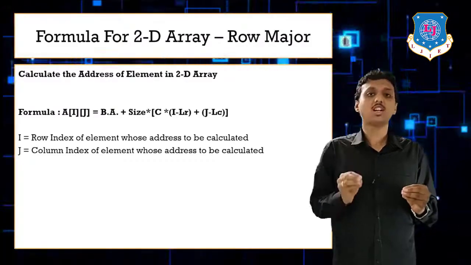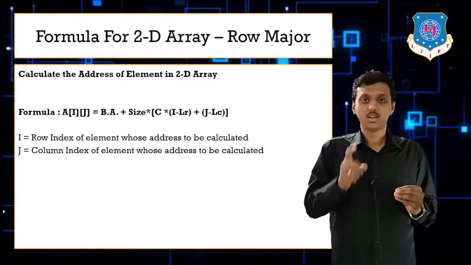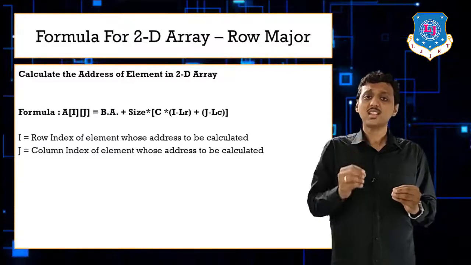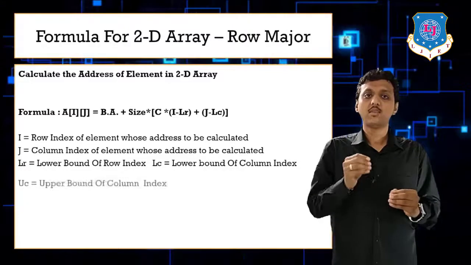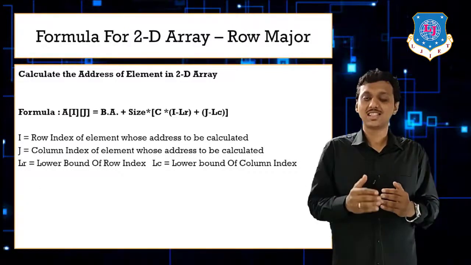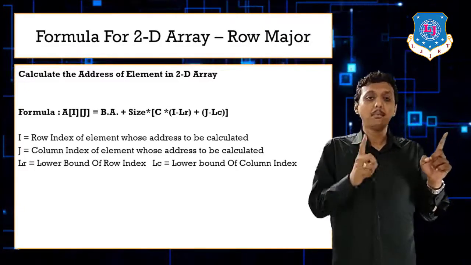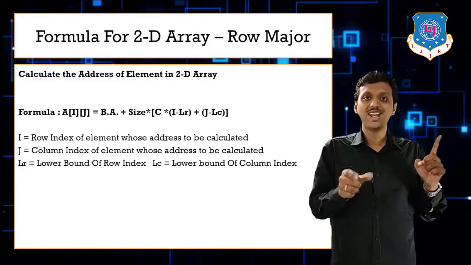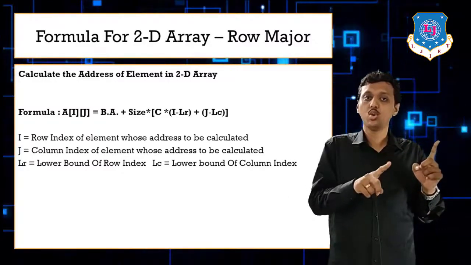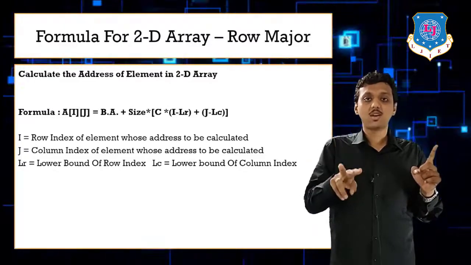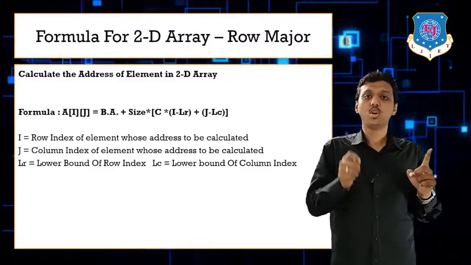If we have an integer type array, then size will become 2. For floating, it will be 4, right? So now next is C. Students, C means total number of columns. But before that, I would like to talk about LR and LC. Remember, in a single dimensional array, L means lower bound of index. But right now here we have two different indexes, one for row and the second one for the columns. That's why LR stands for lower bound of row and LC stands for lower bound of column.